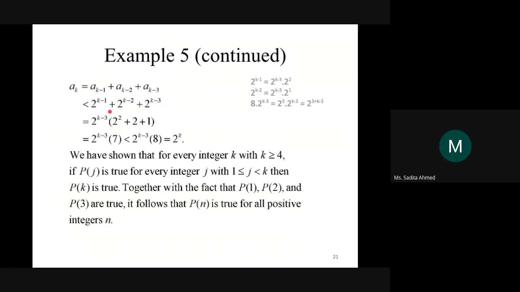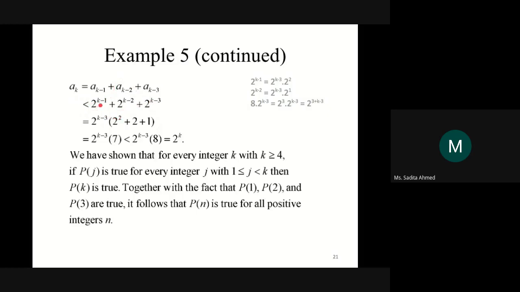Now, next, from this establishment so far, that a_k is less than 2 to the power of k minus 1 plus 2 to the power of k minus 2 plus 2 to the power of k minus 3, we have to show that a_k is also less than 2 to the power of k. For that, we will try to get a common term from these three sum terms. How will we do that?